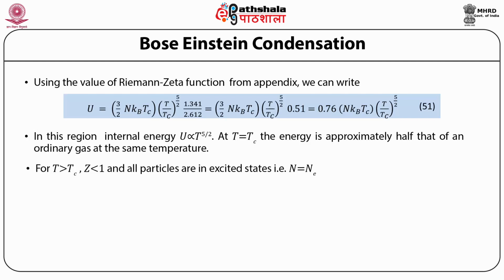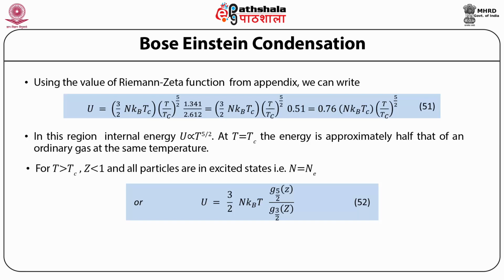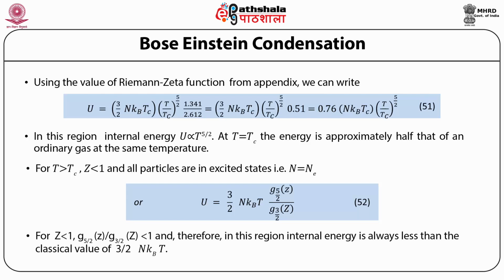For T greater than T_c, Z is less than 1 and all particles are in excited states, that is N is equal to N_e, or U is equal to 3/2 n k_B T multiplied by the Bose integral of order 5/2 divided by the Bose integral of order 3/2. For Z less than 1, the Bose integral of order 5/2 divided by the Bose integral of order 3/2 is less than 1, and therefore in this region internal energy is always less than the classical value of 3/2 n k_B T.